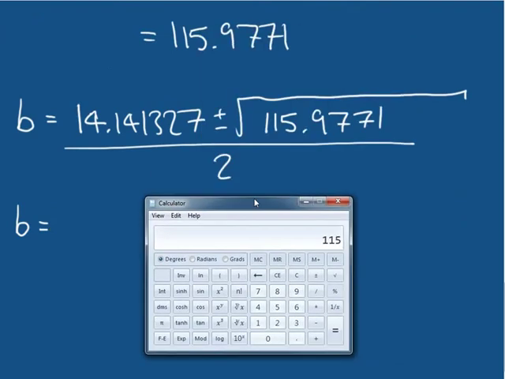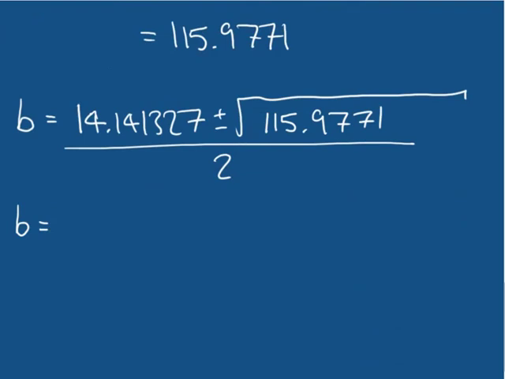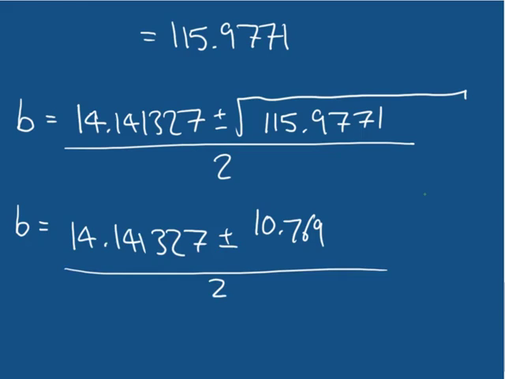We can now use a calculator to work out the square root of 115.9771. The square root of that is about 10.769, so 10.769 before I forget that. So we have 14.141327 plus or minus 10.769, over 2.